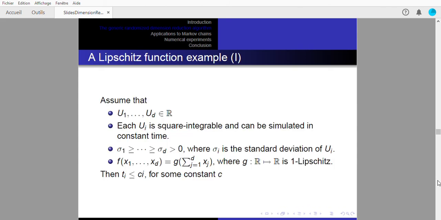Okay, so now let's give a simple example. So we have u1 up to ud, independent real random variables, and the standard deviation of ui is equal to sigma i. We assume that the sigma i's are a decreasing sequence, and let f of x1 up to xd be a certain function of the sum of the x's. Okay, so here g is a real valued one Lipschitz function, and f of the vector x1 up to xd is equal to g of the sum of the x's. Okay, so you can check in this case that ti is at most equal to ci for some constant c. So the time we need to change the first i variables and to recompute f is at most proportional to i.